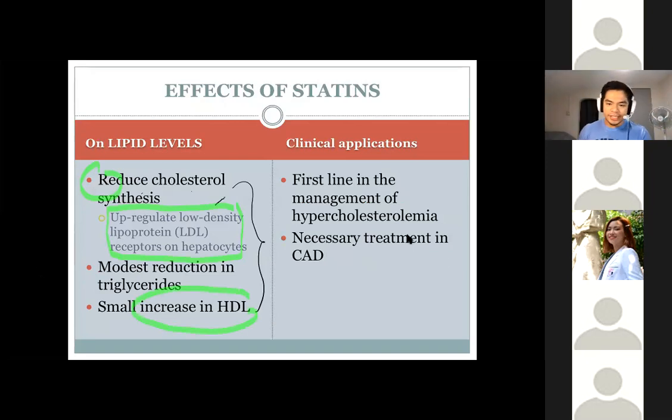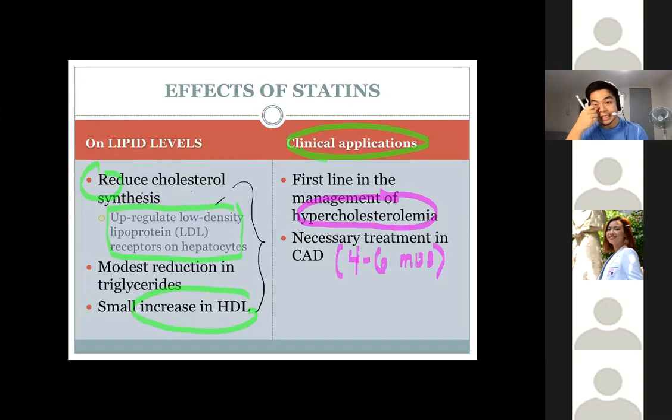Okay? O dito na tayo sa clinical applications of statins. Take note that statins are considered as the first-line agents in the management of hypercholesterolemia, and these agents can be used for the stabilization of atheromatous plaque formation in patients with CAD. Okay, so necessary treatment in CAD. Usually, ginagamit sila from 4 to 6 months. Okay, 4 to 6 months for stabilization of atheromatous plaque.